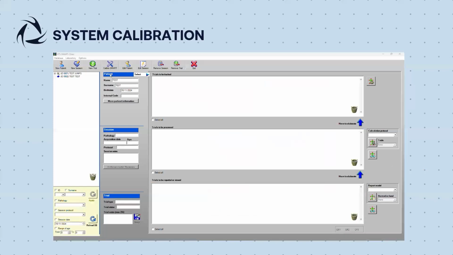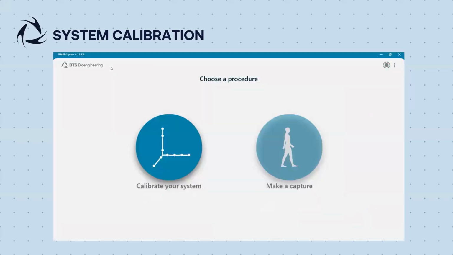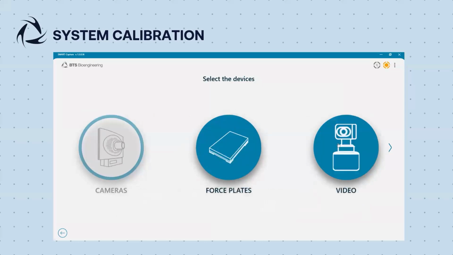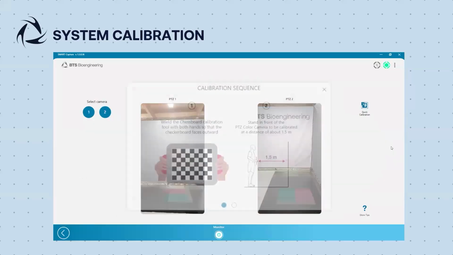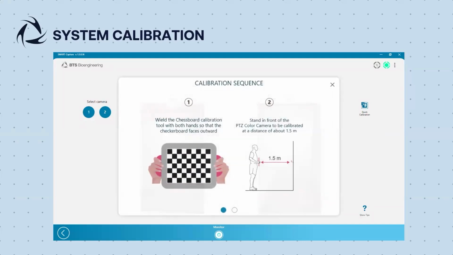Upon entering your Smart Clinic or Smart Performance software, start calibrating the system by clicking on the calibration button. To calibrate Podium, use two tools and follow a set of step-by-step instructions. The first thing to do is to calibrate each PTZ color camera. Wield the chessboard calibration tool with both hands so that the checkerboard faces outward.